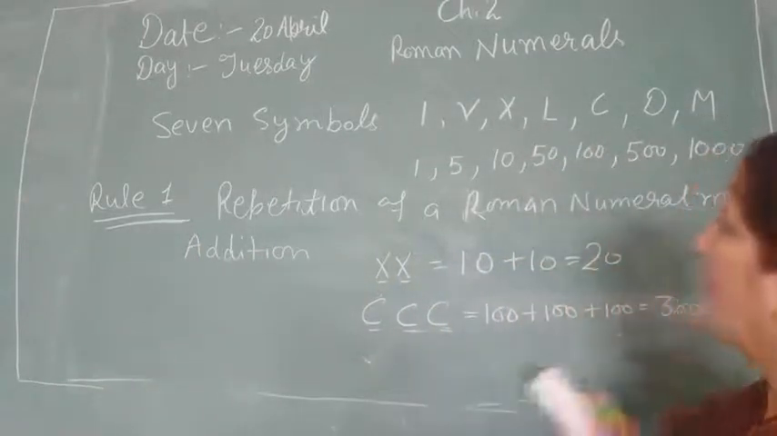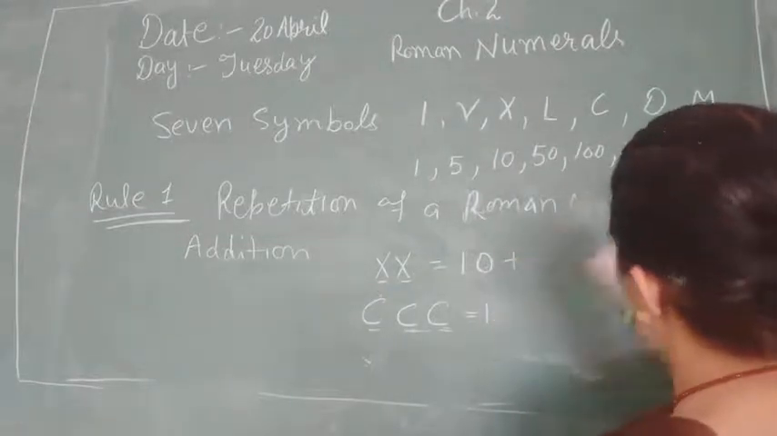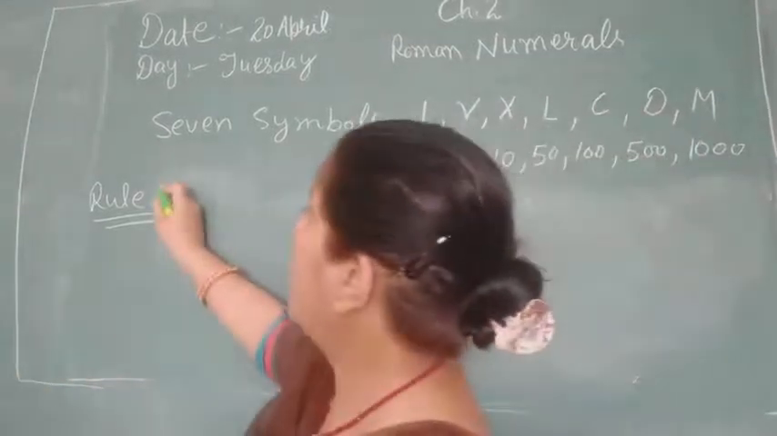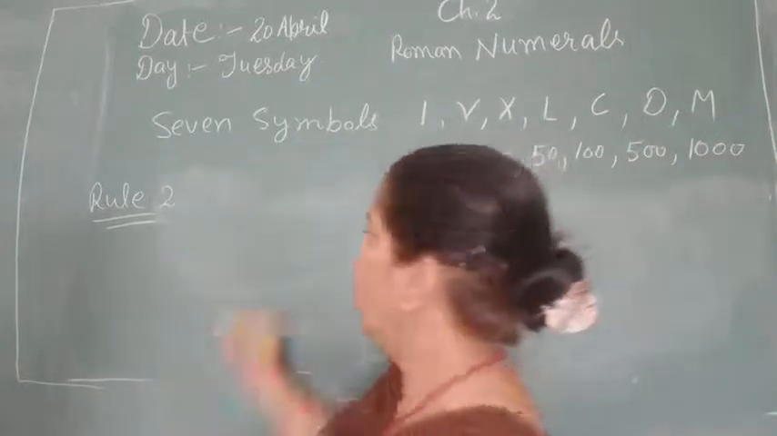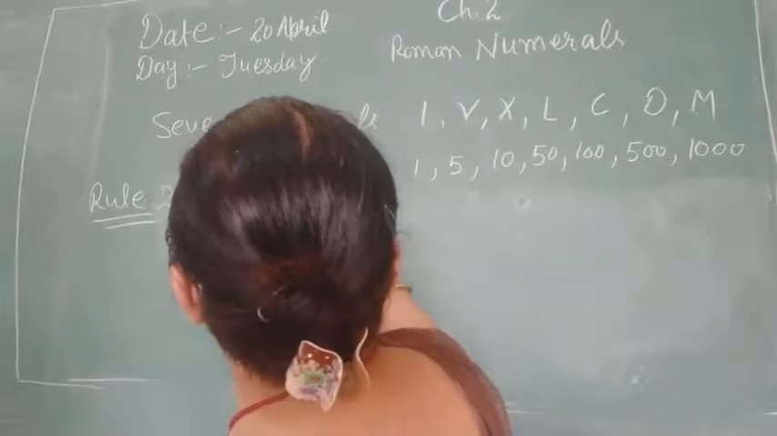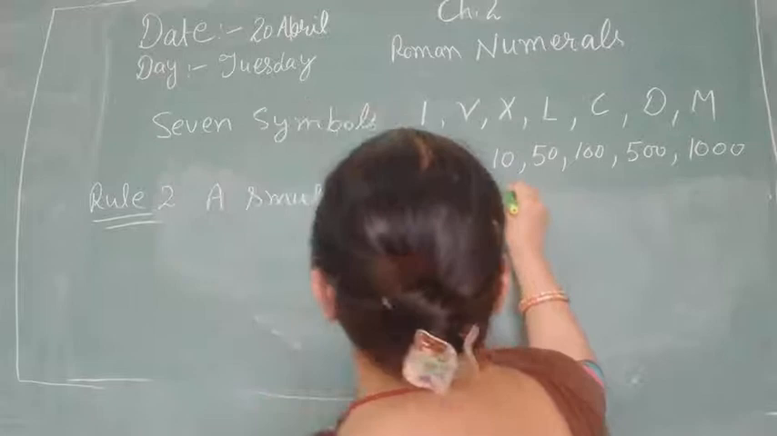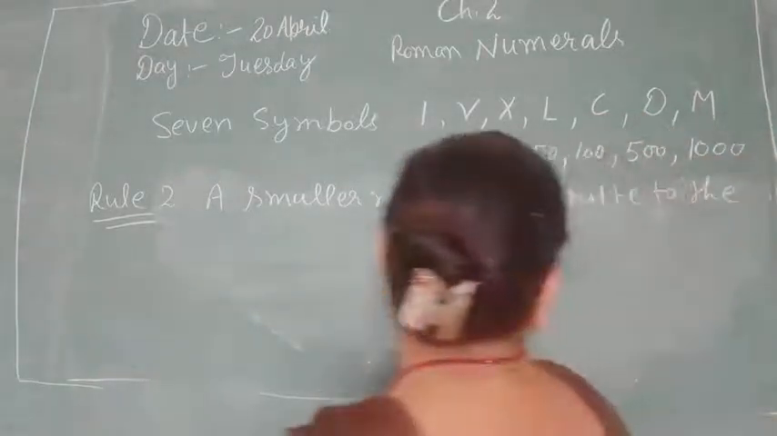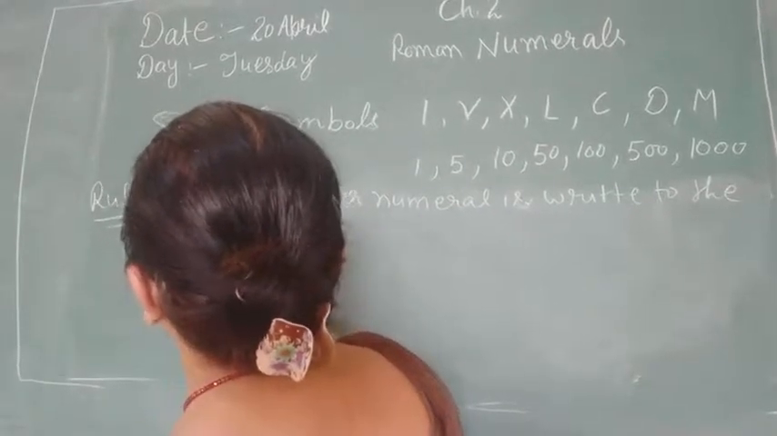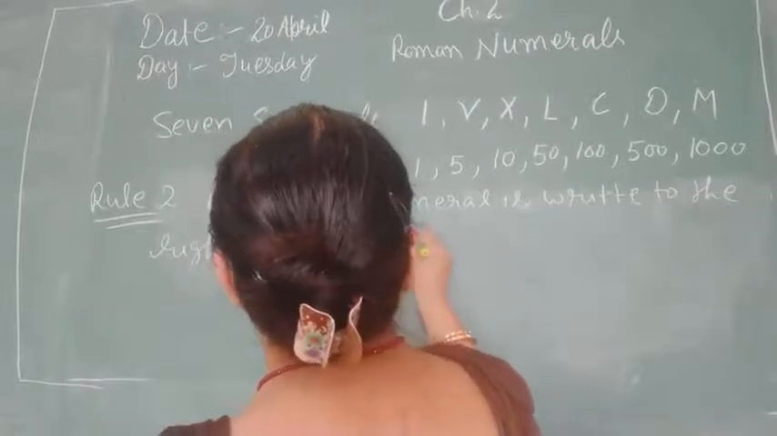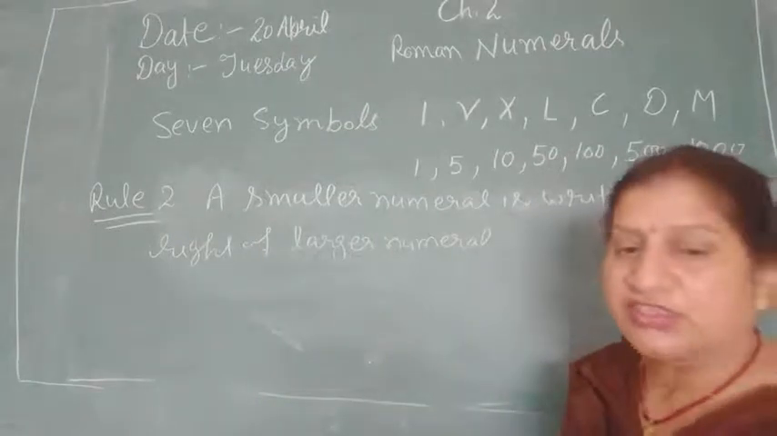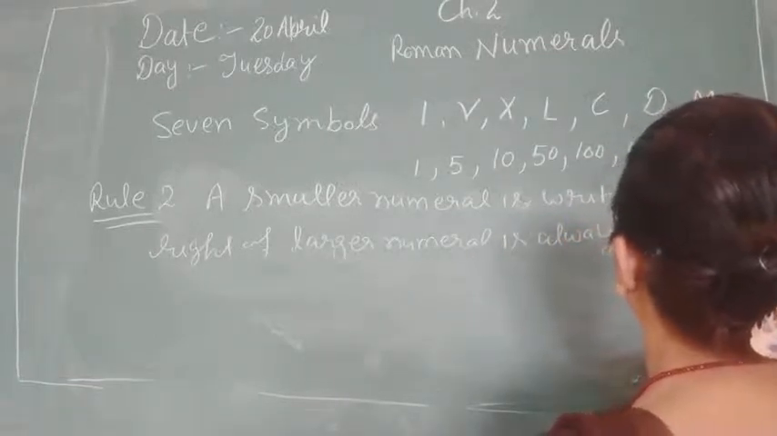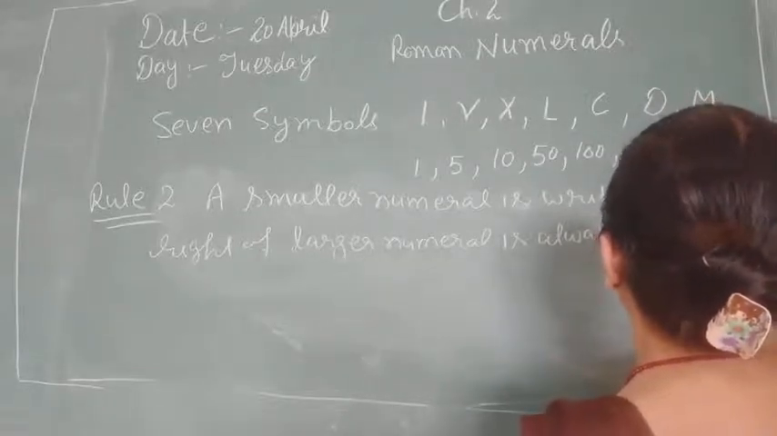Now the rule number 2. Rule number 2 is that a smaller numeral written to the right of a larger numeral is always added to the larger number.